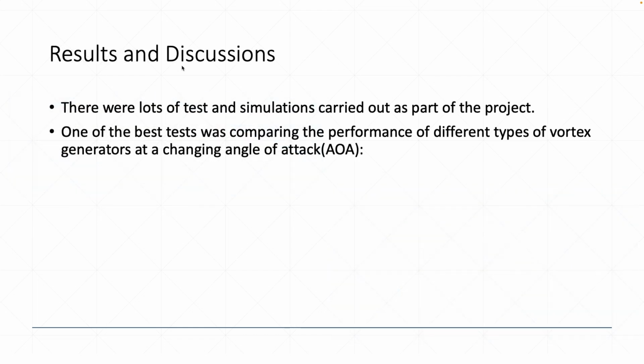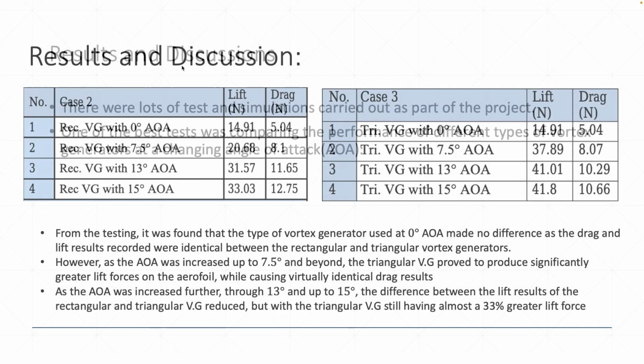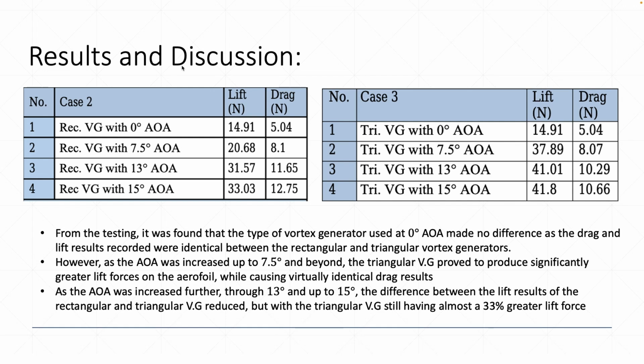So, results and discussions. Multiple tests were carried out to evaluate performance of the vortex generators. One of the most useful comparisons was observing lift performance at different angles of attack using different vortex generator shapes. An example has been seen with triangular vortex generators as opposed to square ones. And as the angle of attack increased, the difference between the different vortex generator types became clearer. On this page, there are a couple of tables of rectangular and triangular vortex generators at different angles of attack, and the lift and drag forces recorded at a constant speed. The simulation showed a clear performance gain with vortex generators installed.